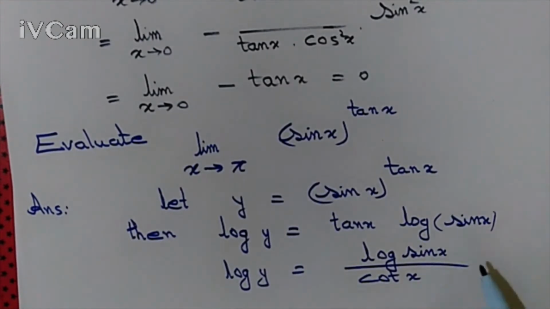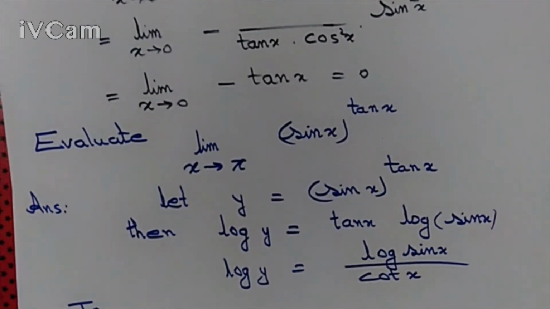Now we see that this is of the infinity by infinity form. When x approaches, is it of infinity by infinity form? As x approaches pi, sin x will approach 0 and log of sin x will approach infinity. As x approaches pi, cot x will also approach infinity here.